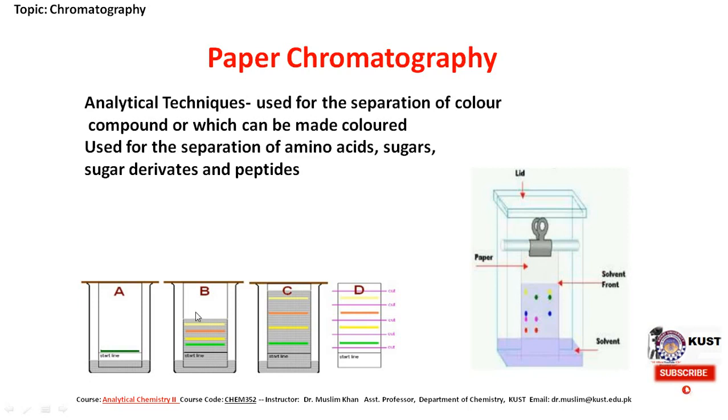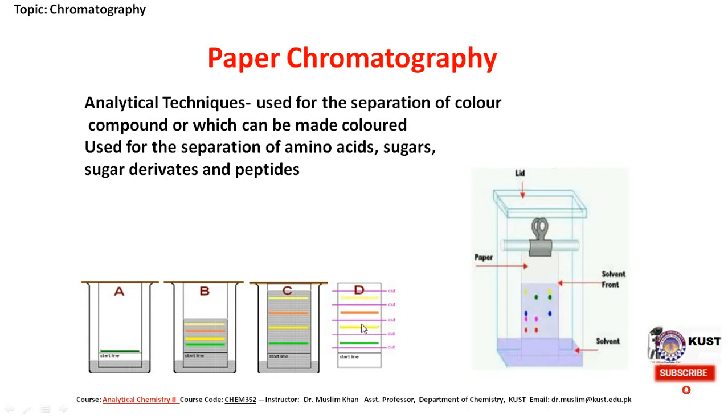In this method the solvent is in a pool at the bottom of the vessel in which the paper is supported, and it rises up by capillary action against the force of gravity. But substances that can't be separated by the ascending method can be separated by the descending method. So what is the descending method?